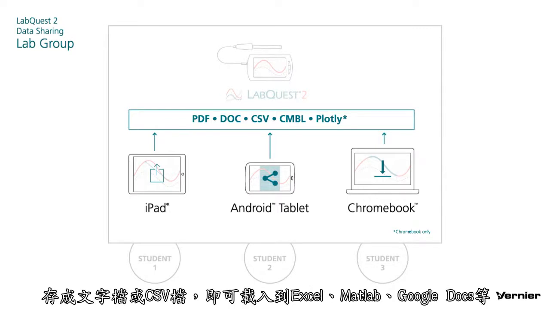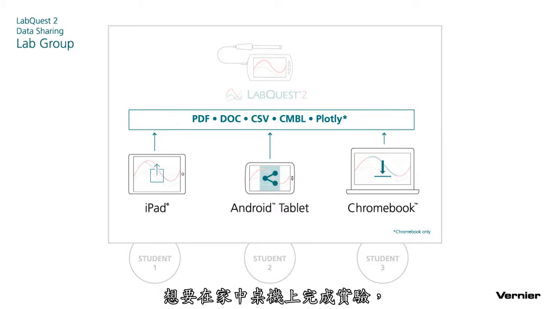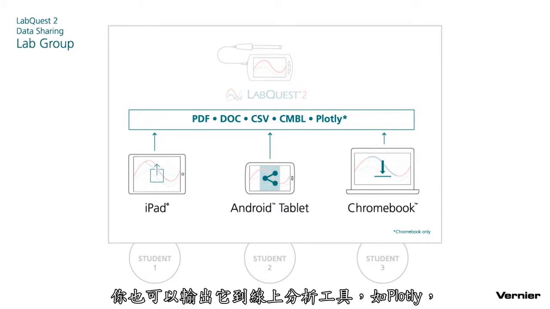They can also save the data as a text file or CSV, which can be moved into Excel, MATLAB, Google Docs, whatever you like. Another format is CMBL, which can be opened in Logger Pro if the students want to finish the lab on a desktop computer at home. Logger Pro always includes a school-wide site license. You can also export it to a web-based analysis tool such as Plotly.